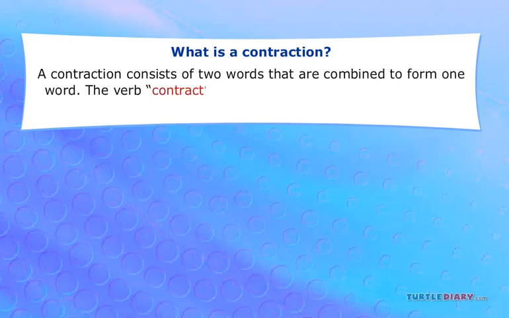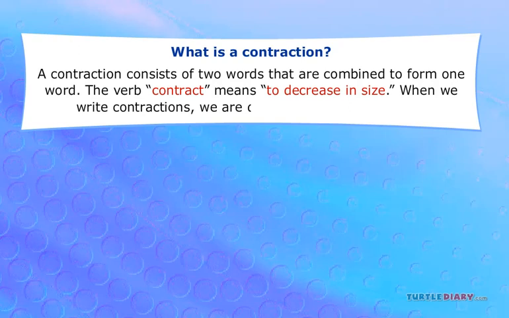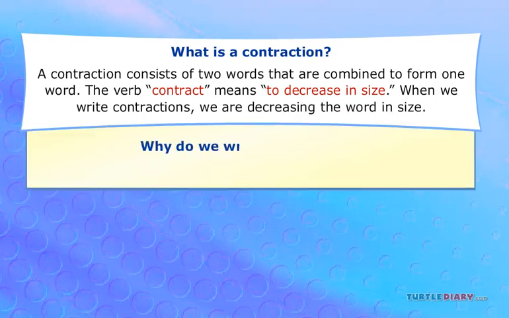The verb contract means to decrease in size. When we write contractions, we are decreasing the word in size. Why do we write contractions?